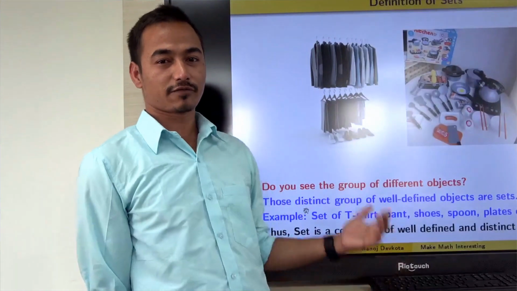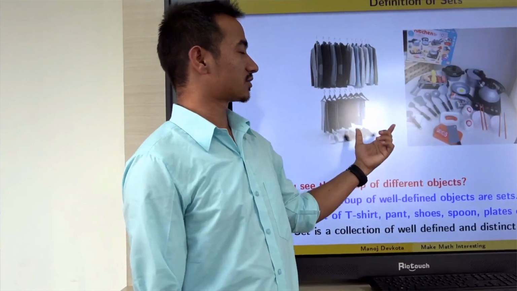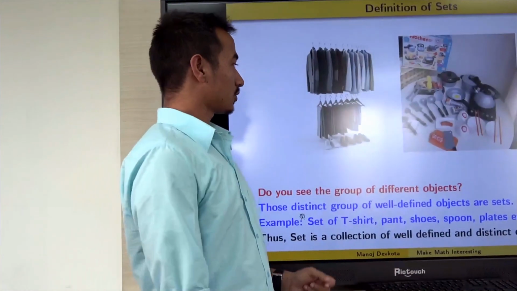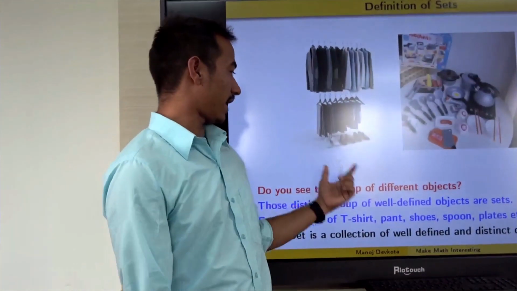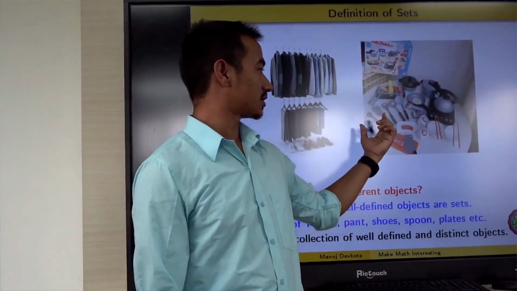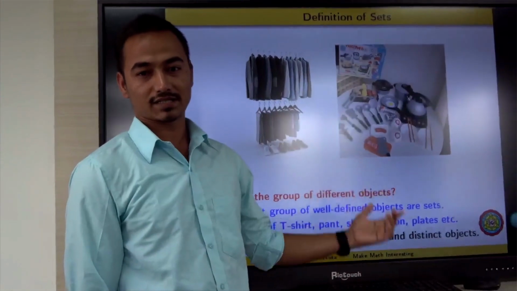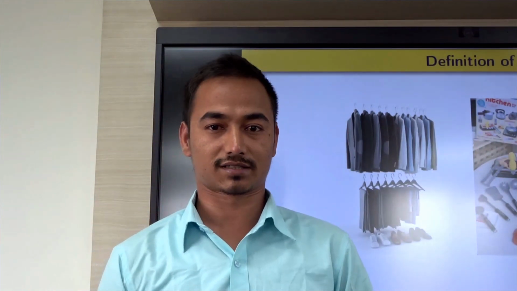Before jumping into the definition of sets, I would like to show you some pictures related to sets in our daily life. Here you can see a collection of coats, a collection of pants, a collection of shoes, and in this next picture a collection of spoons, plates, and kitchenwares. A set is a collection of well-defined and distinct objects.